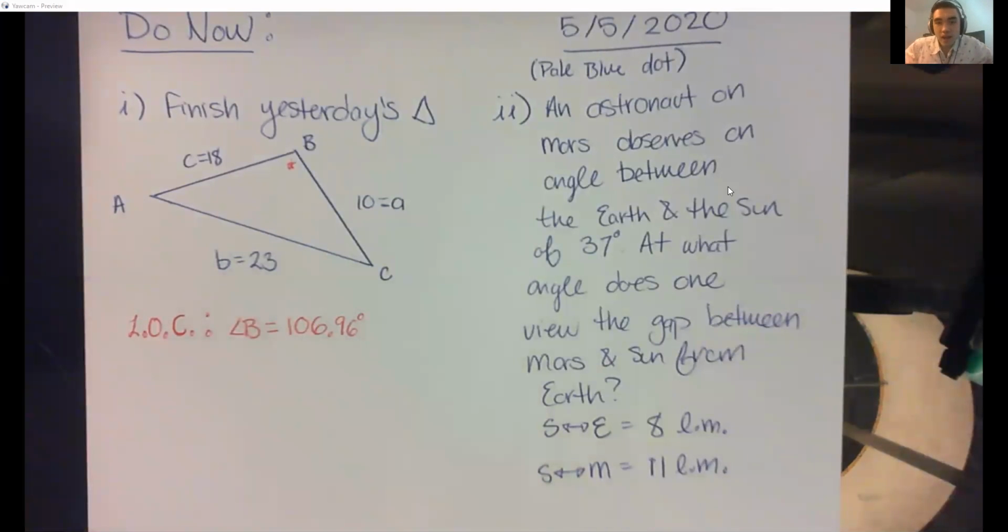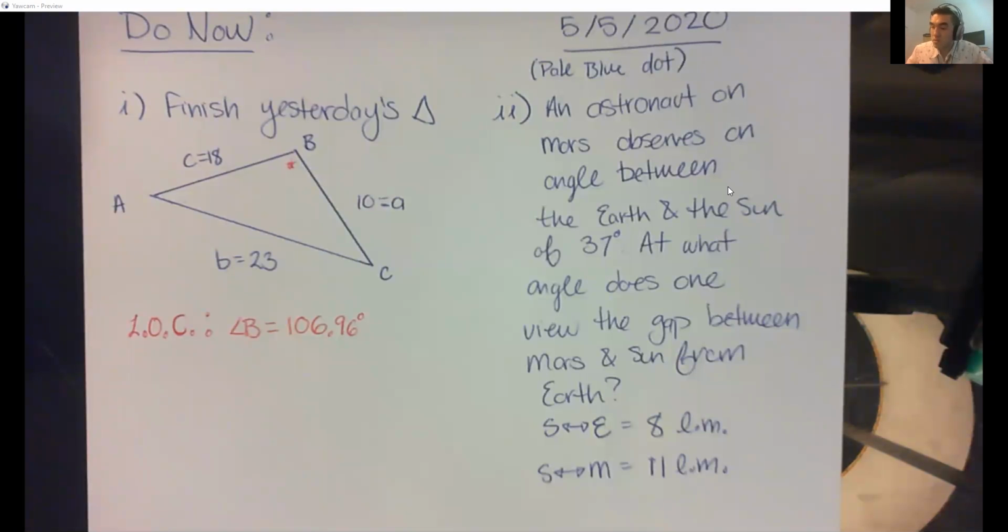So an astronaut on Mars observes an angle between the Earth and the Sun of 37 degrees. This is to say that an astronaut looks up at the, oh heck, I guess it's actually a law of sines question. That's fine, I guess this one's a little bit too easy, but today we'll do notes on a law of cosines question. Anyway.